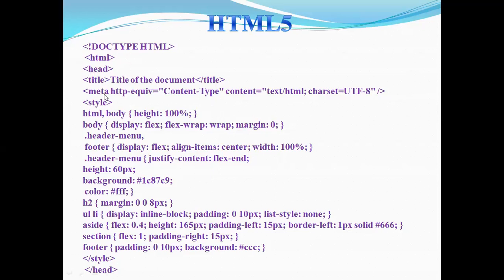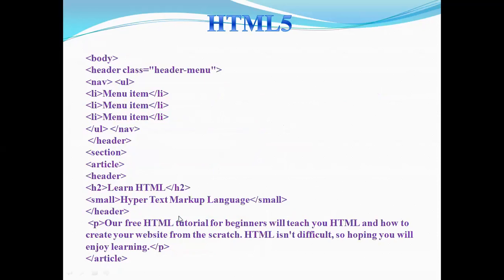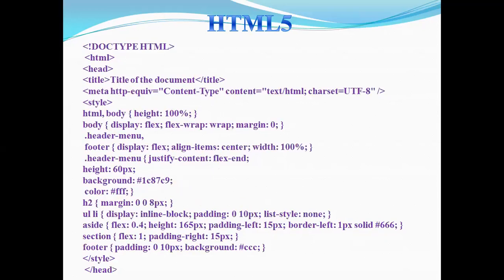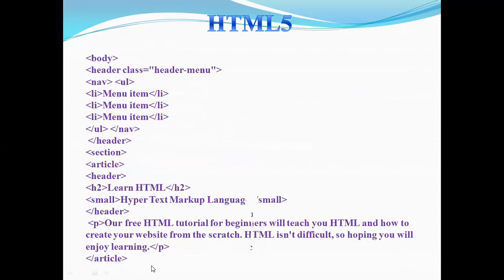So once the head is completed, that is the title of the document, next we move to the body section. The head section is completed. See here, this is the head section completely. Within that head section, you write the title, and we also include the styling properties. But the next one is the body section.